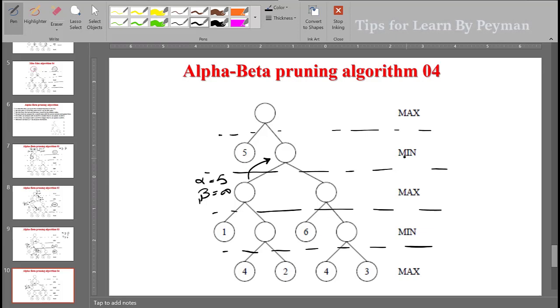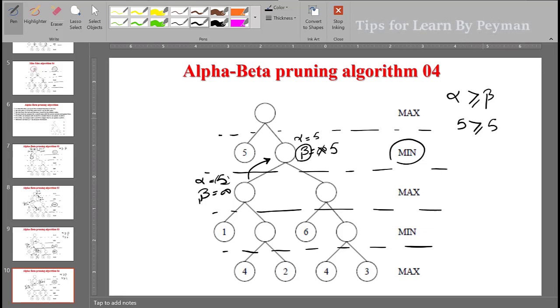So we are going back to this level. We are located in the minimum. We have alpha 5, beta infinity. So we have these values here. We are in the minimum, so we look at the beta, and we see which one is smaller between 5 and infinity. The 5 is smaller. So we have updated beta as 5, and we have the condition alpha bigger or equal than beta, 5 bigger or equal than 5. So we prune this, which means we do not need to look at this. We just prune this and prune this one.